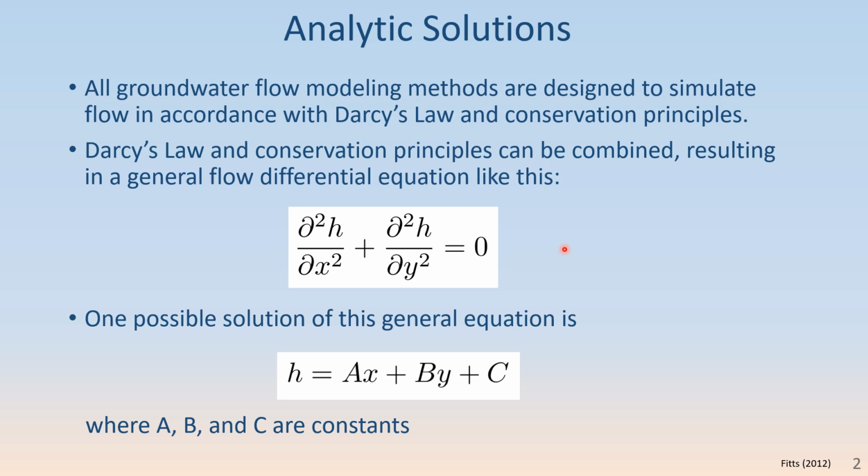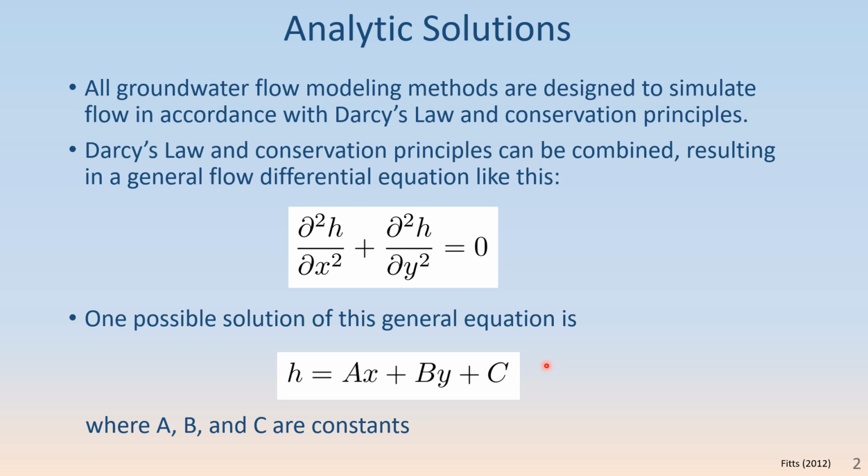An analytic solution is an equation that satisfies the general equation perfectly. And the second equation here is an example of an analytic solution. You can see that if you differentiate head with respect to x, it becomes a, which is a constant. And if you differentiate head with respect to y, it becomes b. If you take the second derivative of a constant, you get 0. So both terms in the general equation work out to be 0 for this particular solution.